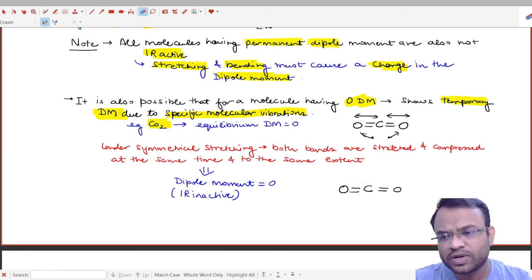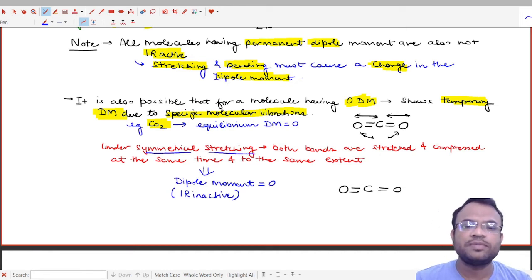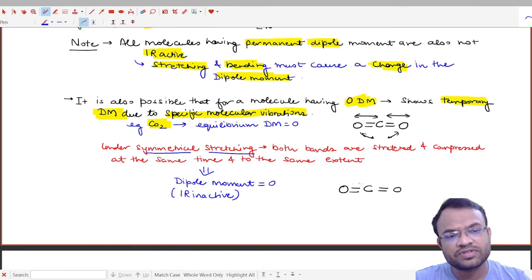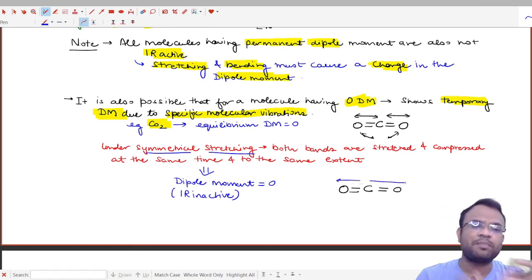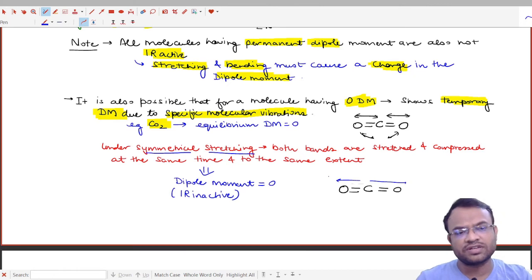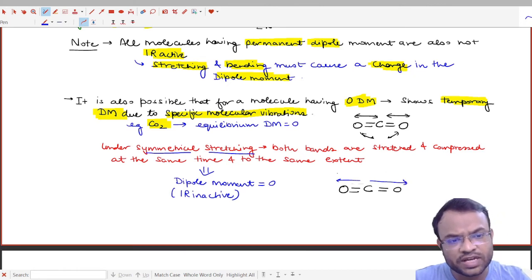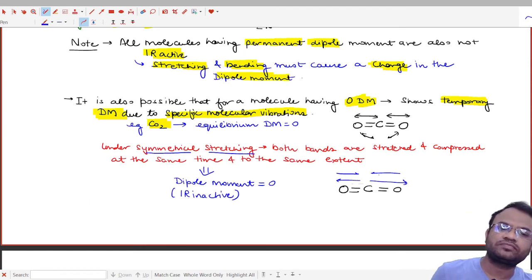But what I want you to understand over here is that if symmetrical stretching is taking place, symmetrical stretching means both bonds are pulling apart at the same time and with the same intensity, and both are coming back or compressing with the same intensity at the same time. This is called symmetrical stretching.